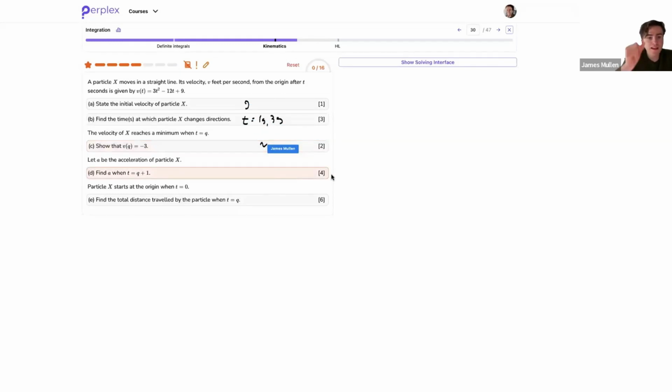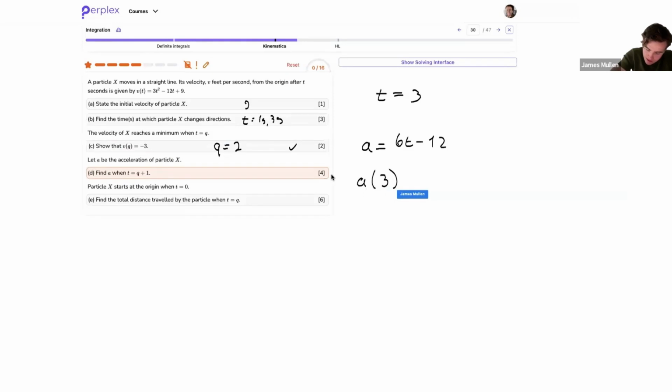So now we're told that a is the acceleration of particle x, and we want to find the acceleration when t is equal to q plus 1. What did we find? We found that q was equal to 2. Okay, so we're looking for the acceleration when t is equal to 3. Now, the acceleration is the derivative of the velocity, so it's going to be 6t minus 12. And the acceleration, therefore, at 3 is going to be 18 minus 12. That's going to be 6.